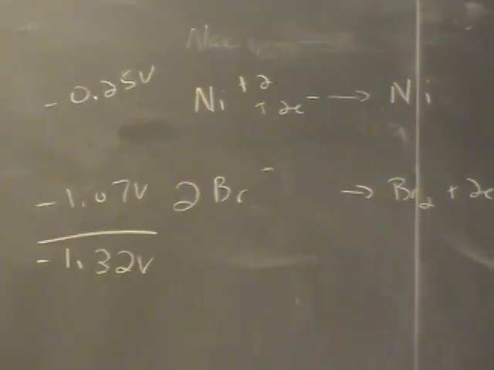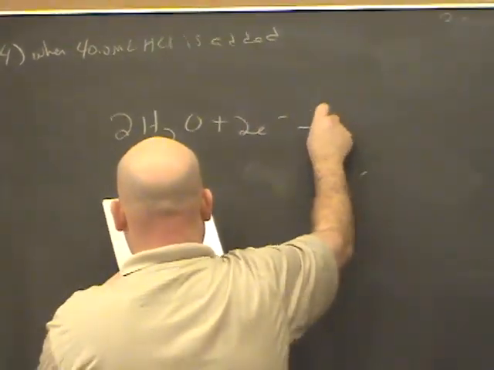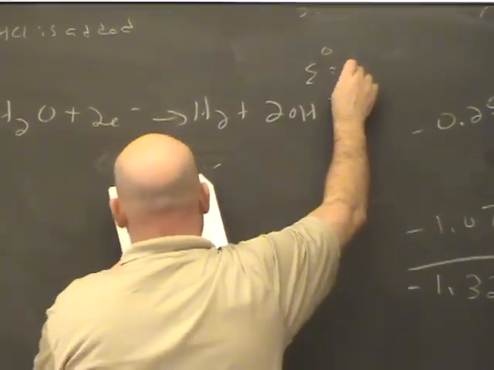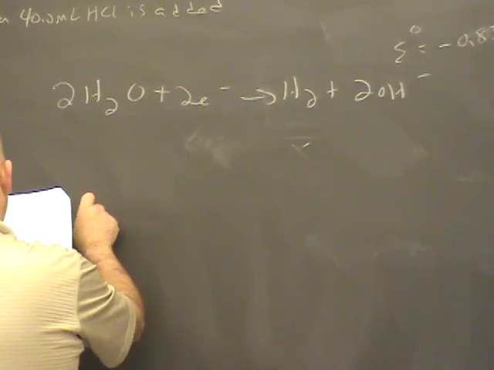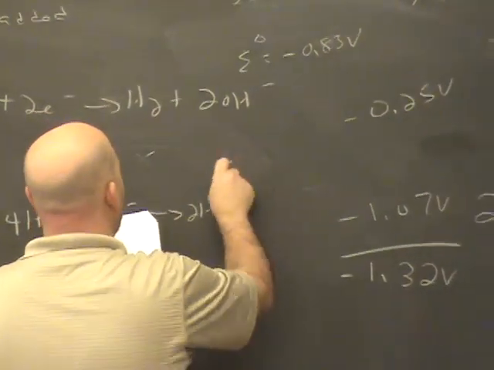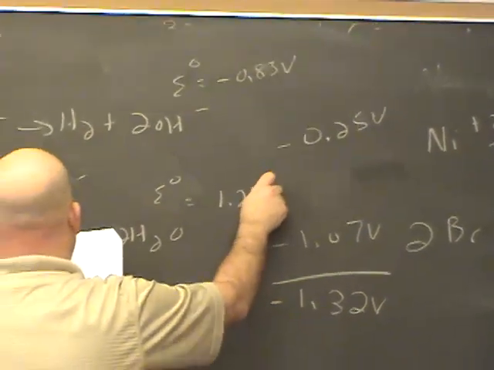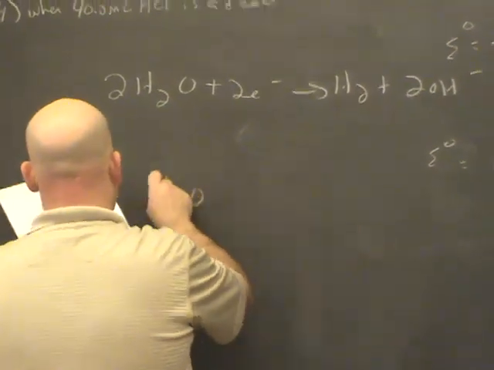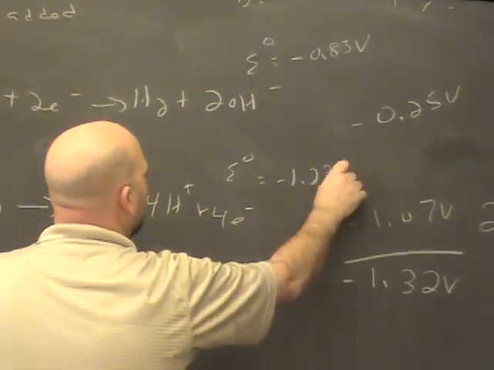When I do it in an aqueous solution, I have to consider that water is also present. 2 waters plus 2 electrons go to H2 plus 2 OH minus. The E0 of this is negative 0.83 volts. O2 plus 4H plus 4 electrons goes to 2 H2O, and the E0 of this reduction is 1.23. I have to write that the other way, I wrote that backwards, I'm sorry. This is water goes to O2 plus 4H plus 4 electrons, and that's negative 1.23 volts.